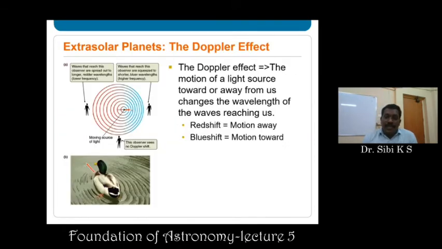Now we have to have a discussion about the Doppler effect also. What is the Doppler effect? The motion of a light source towards or away from us changes the wavelength of the wave reaching us. That is called the red shift, which is motion away, and blue shift, that is motion towards.